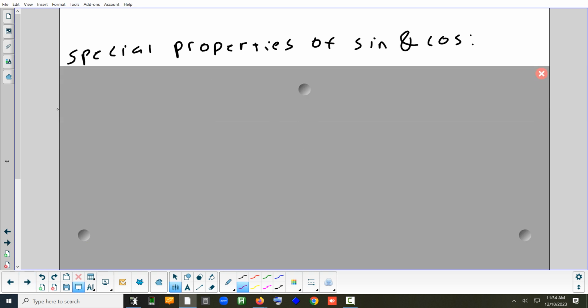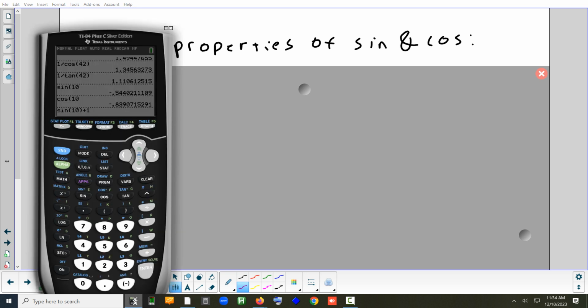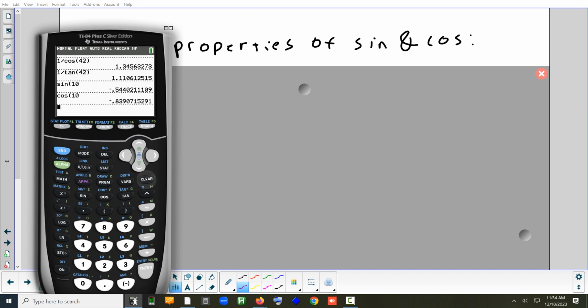All right, so let's take a look at a couple special properties about sine and cosine. We'll talk more about it tomorrow too. Here's what the graph of sine looks like. Type it in. Does anybody already know what it looks like? Yeah, it's like a wave that goes up and down. Yep, it's a wave. And if you zoom out, it just keeps looking more like that.